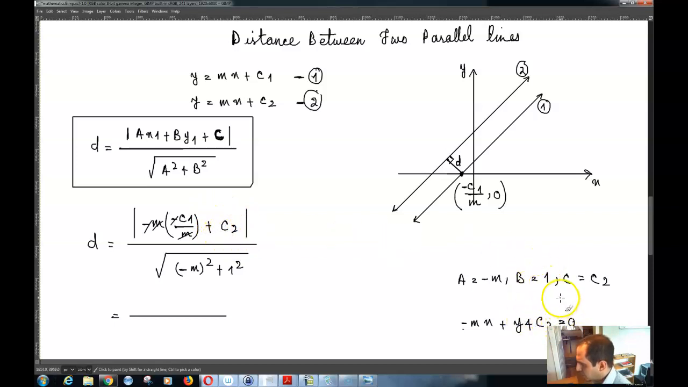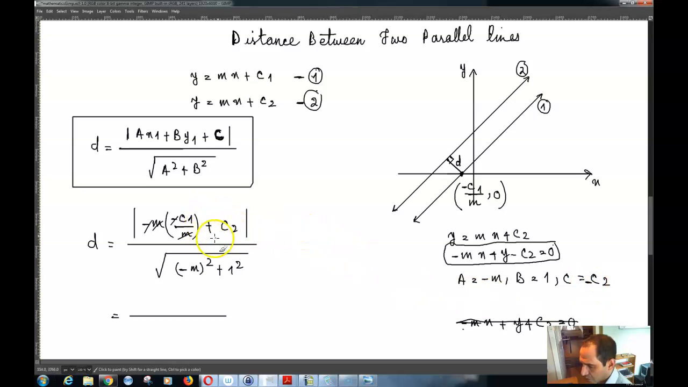I think I made a mistake here. The line was basically this one. So y is equal to mx plus c2. So I can write negative mx plus y minus c2 is equal to 0. This was wrong, I'm sorry. This has to be this one. And so your c becomes negative c2. And so therefore over here you will have minus c2.